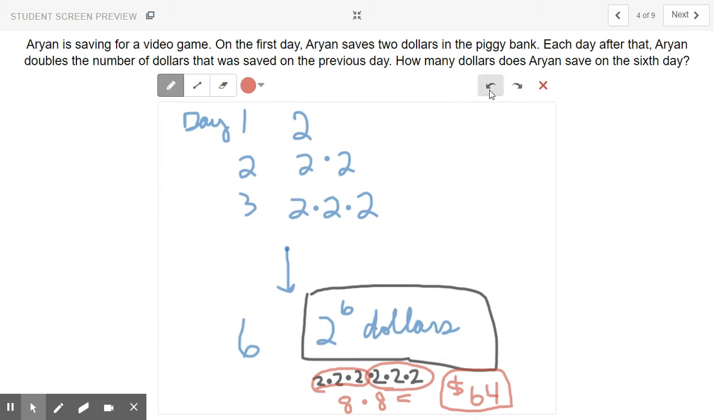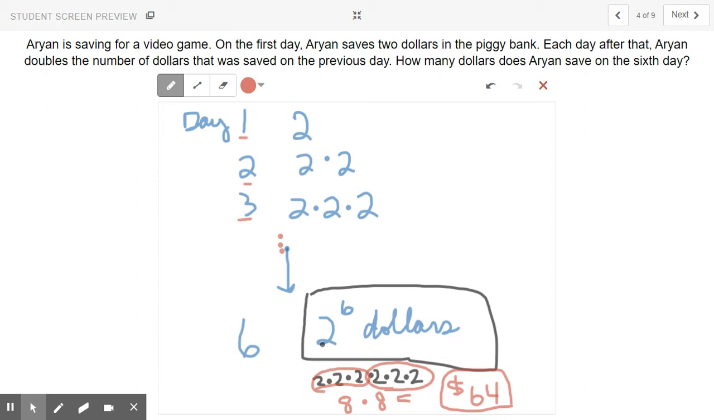What I want you to realize is that the number of the day of savings is how many 2's will be listed. So following this pattern, by day 6, you'd have 6 2's or 2 to the 6th power. That's how much money Ariane would be saving on day 6, which is $64. So if it was day 7, then I know I'm going to have 7 2's.